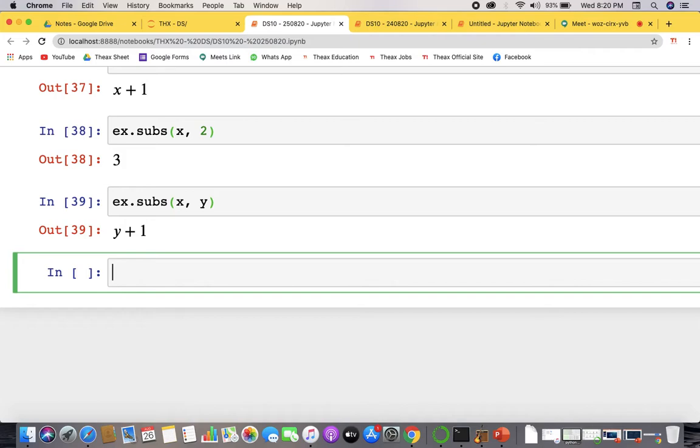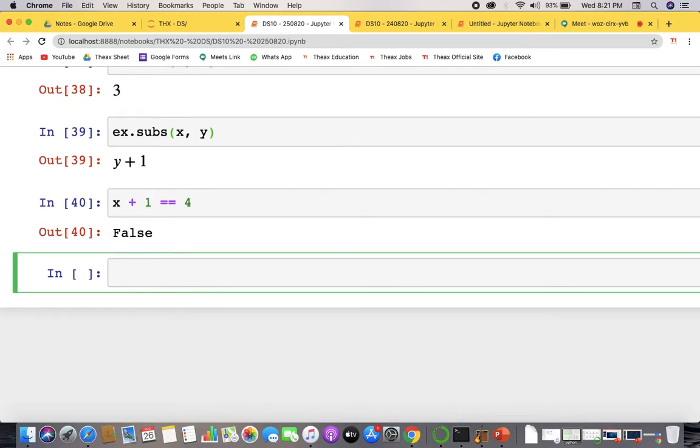And what does this equal sign give? There are some equal signs that are very important, right? This equal sign has its own importance. If I write x plus 1 is equal to 4, that is false, right? It is used for equality testing.